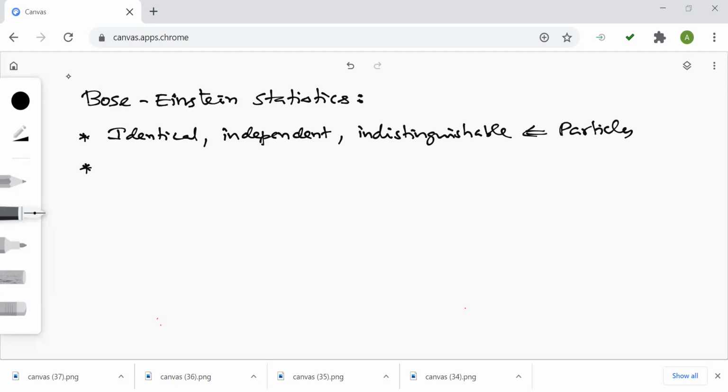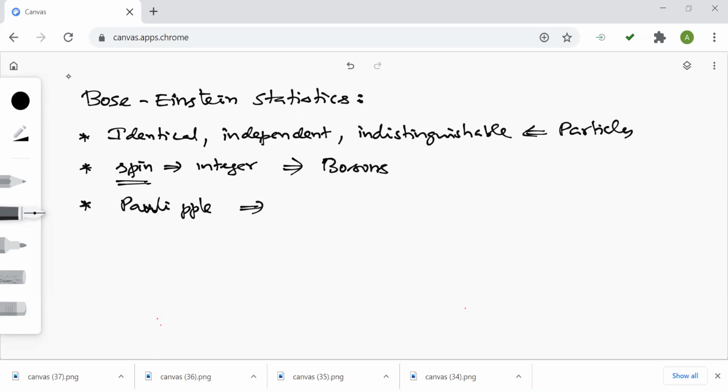Then the second point. Here the particles have spin. The spin values of the particles should be integer. If particles have integer spin, we call those particles bosons. Then, since particles have spin, they must obey the Pauli principle. But here we have bosons. For bosons, what the Pauli principle says is that the total wave function must be symmetric with respect to exchange of two particles. Then next point. Here there is no restriction.